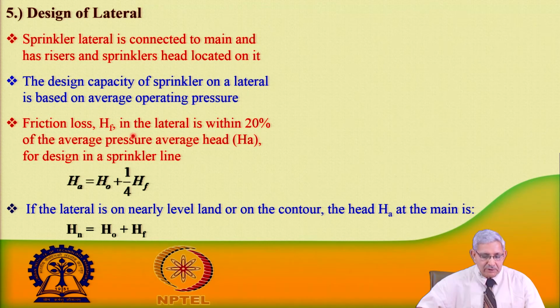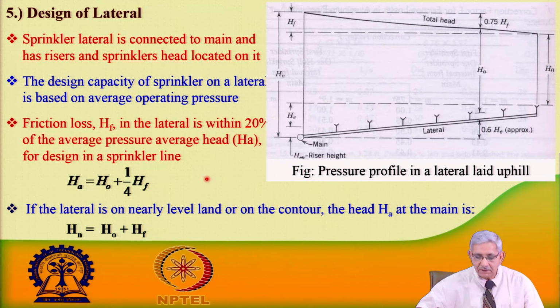So, if we want to find out, first of all we will find out the average operating pressure in the sprinkler system. Here, we need to take care that the frictional loss in the lateral pipeline is 20% of the average operating pressure. The average operating pressure, as you can see here, can be estimated by the pressure at the farthest sprinkler. Now, let us see this case.